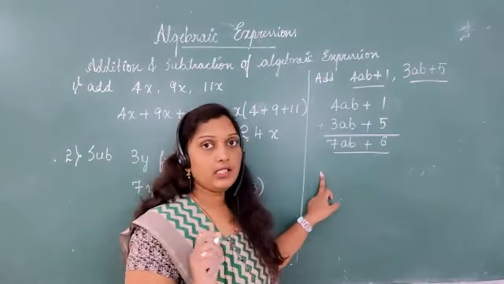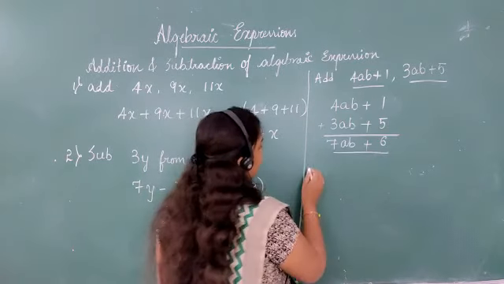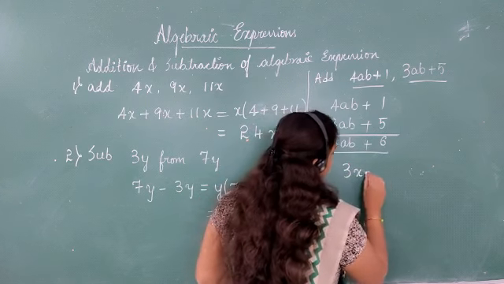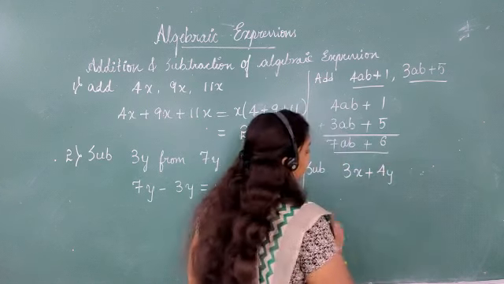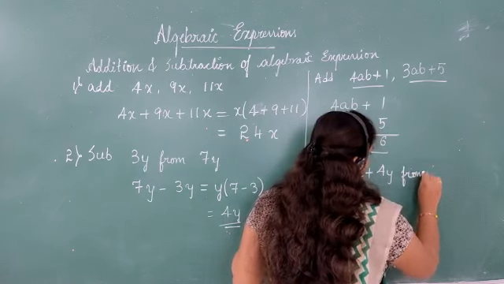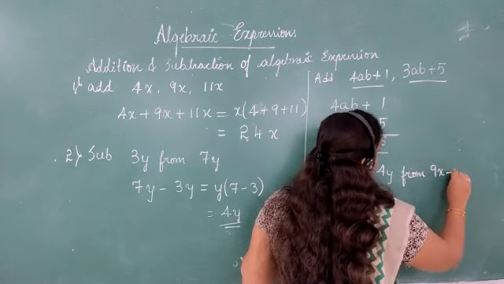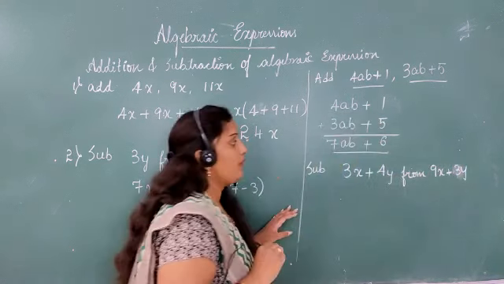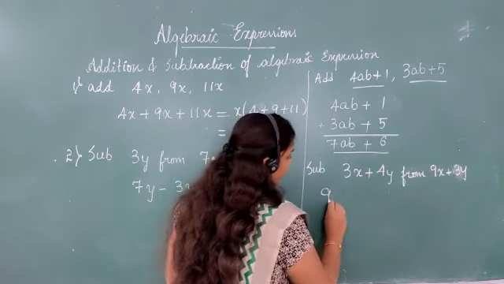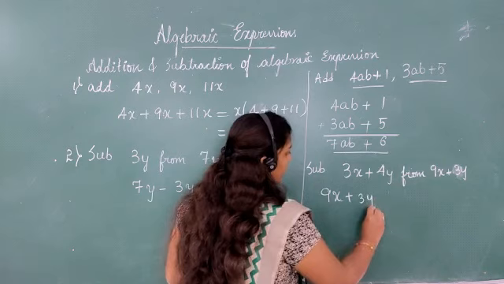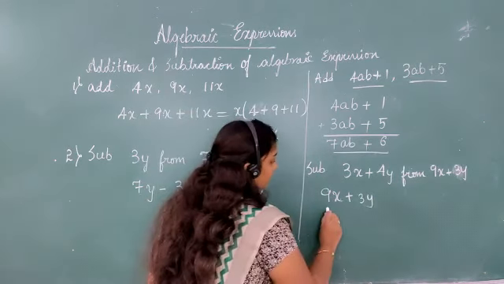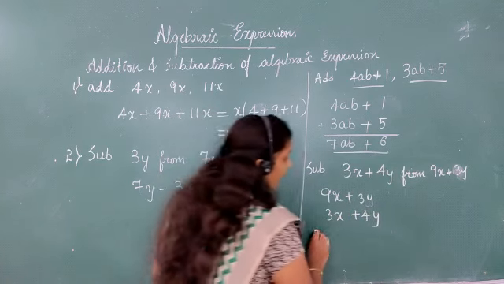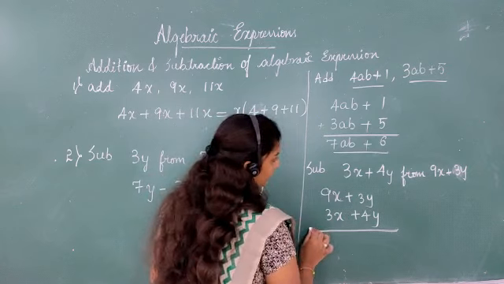Next we will see one example for subtraction. Okay. Subtract 3x plus 4y from 9x plus 3y. Okay. So first we have to write 9x plus 3y, correct? 9x plus 3y, and this is subtracted 3x plus 4y. Okay. So now we have to do the subtraction, right?